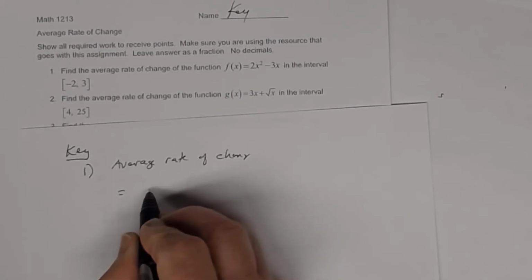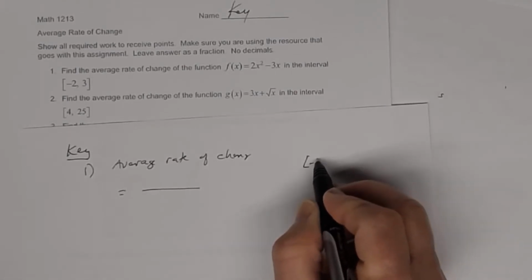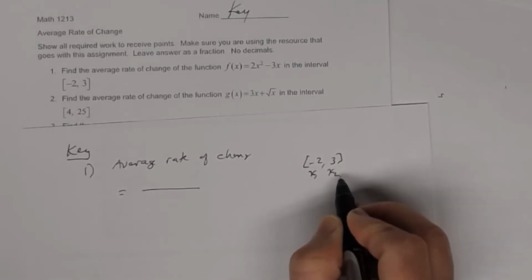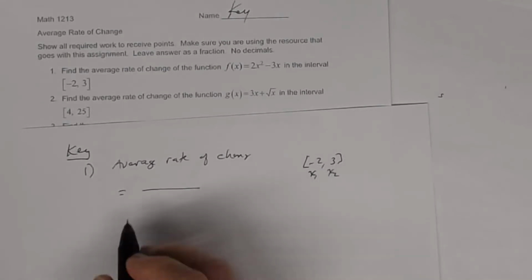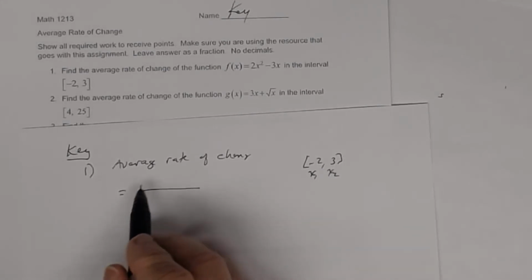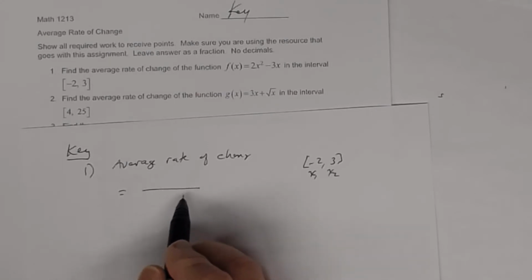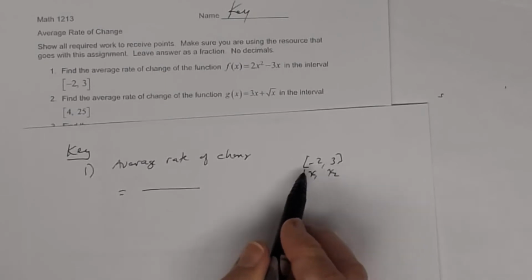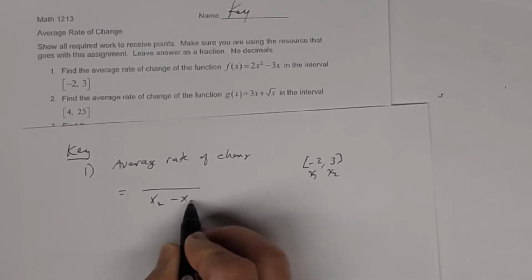So in the denominator, the way we talked about this was, let me go ahead and write it as -2 to 3. We're going to let this be x1 and this be x2, so from x equal -2 to x equal 3. And remember the idea that slope is rise over run, so change in y divided by change in x. Change in x is the difference between the x values, so it'll be x2 minus x1.